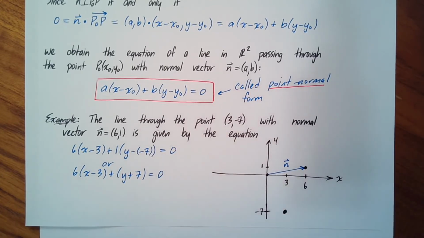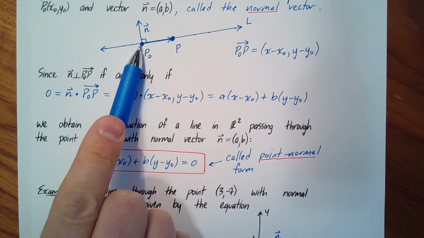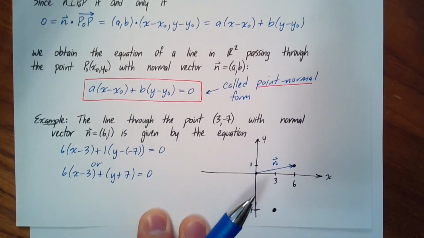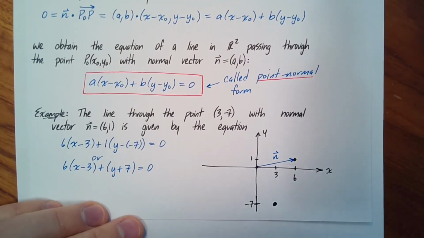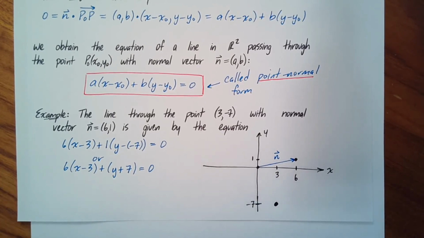So that is your P naught. Okay, so now what we're going to do is copy what we did up here. Remember, the normal vector gets drawn specifically so that it has initial point P naught. So what that means in our example is that it's going to be drawn specifically so that its initial point is down here. So let's do that.